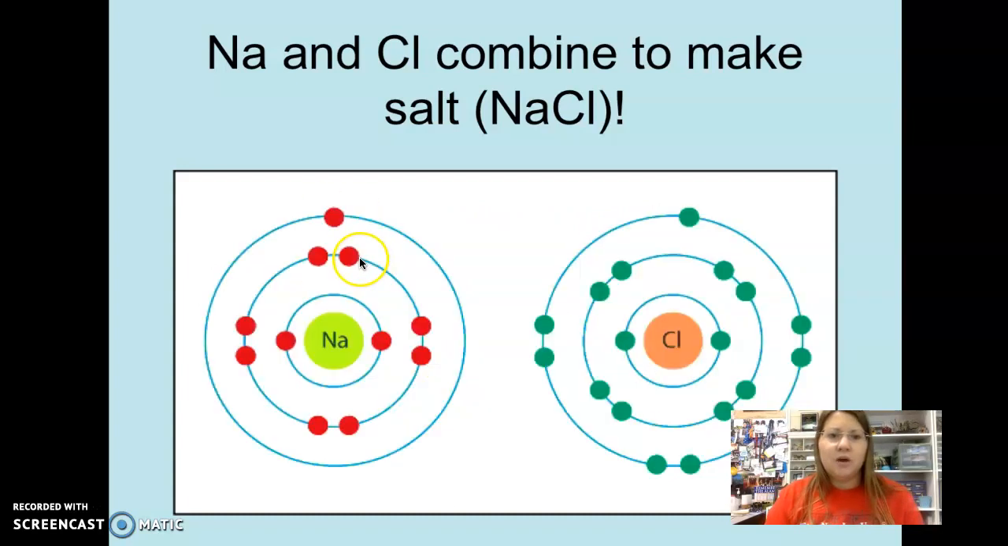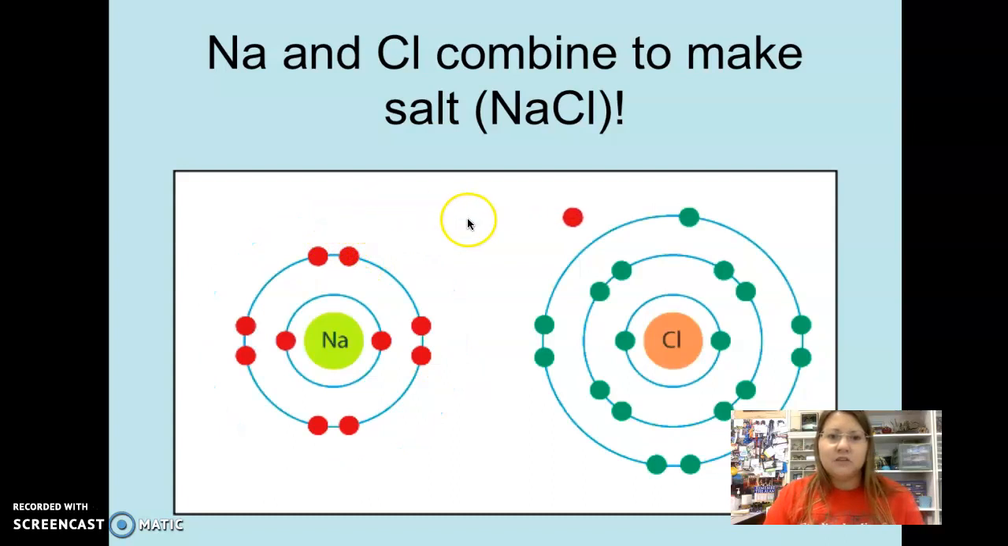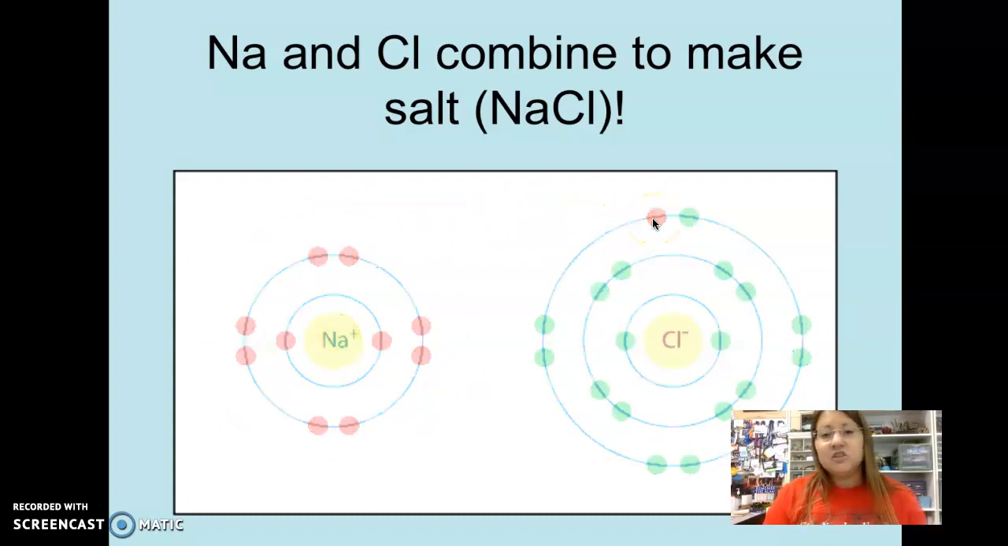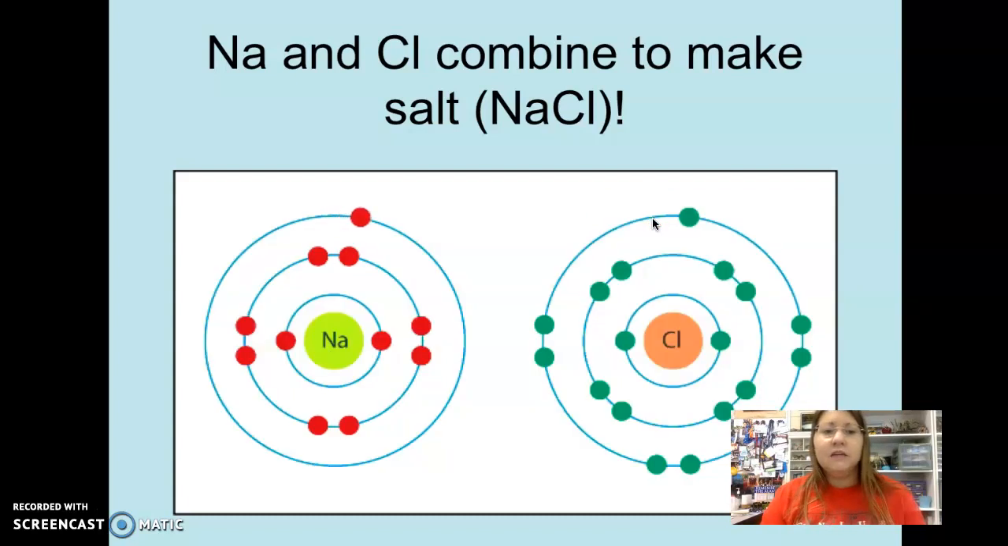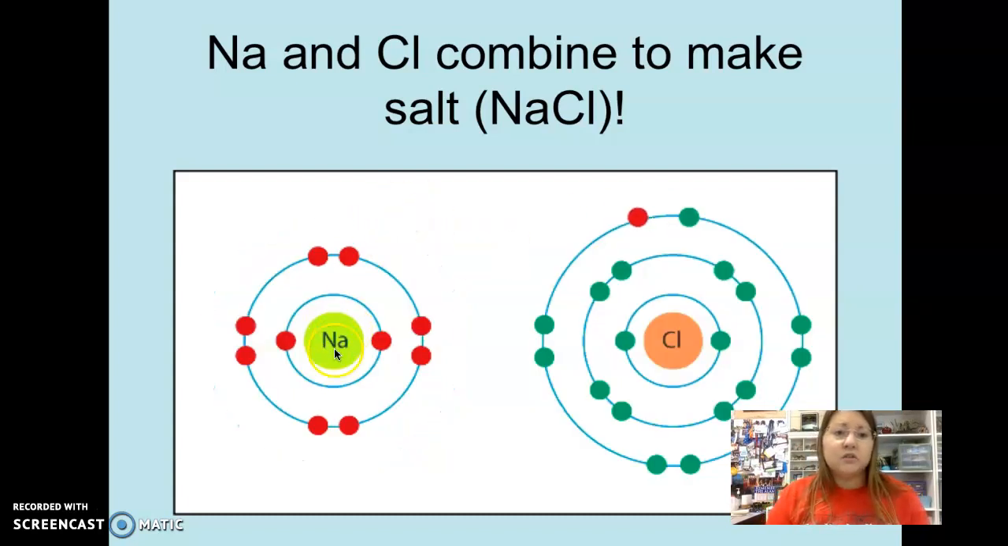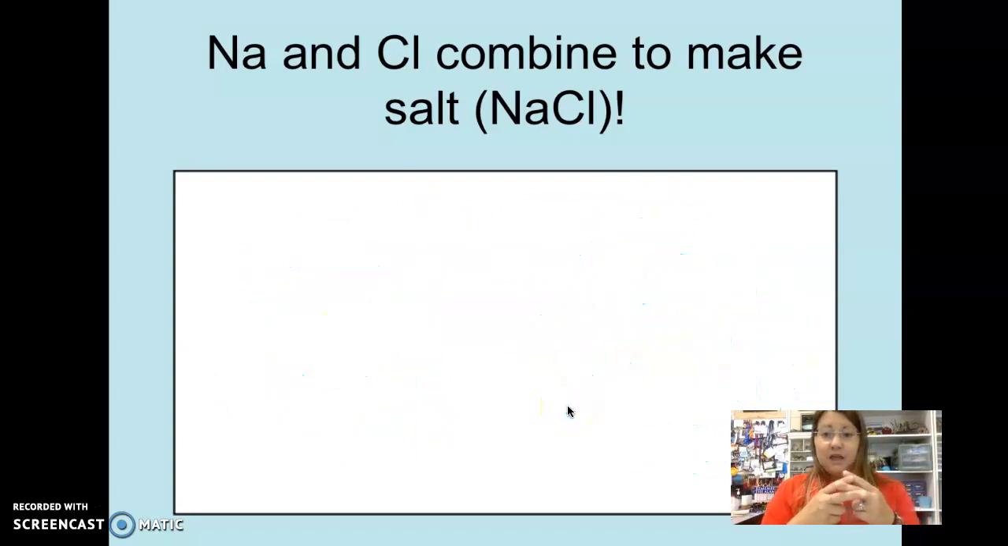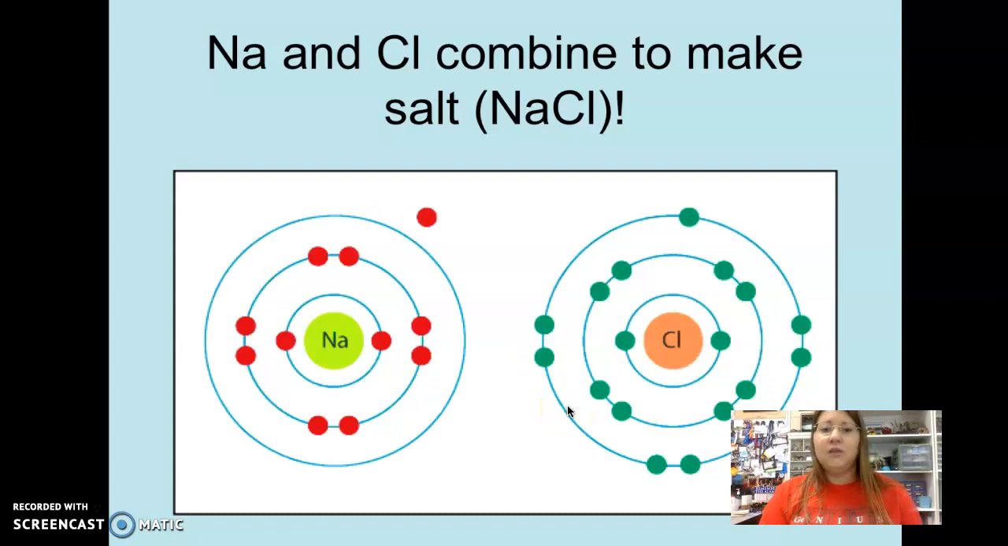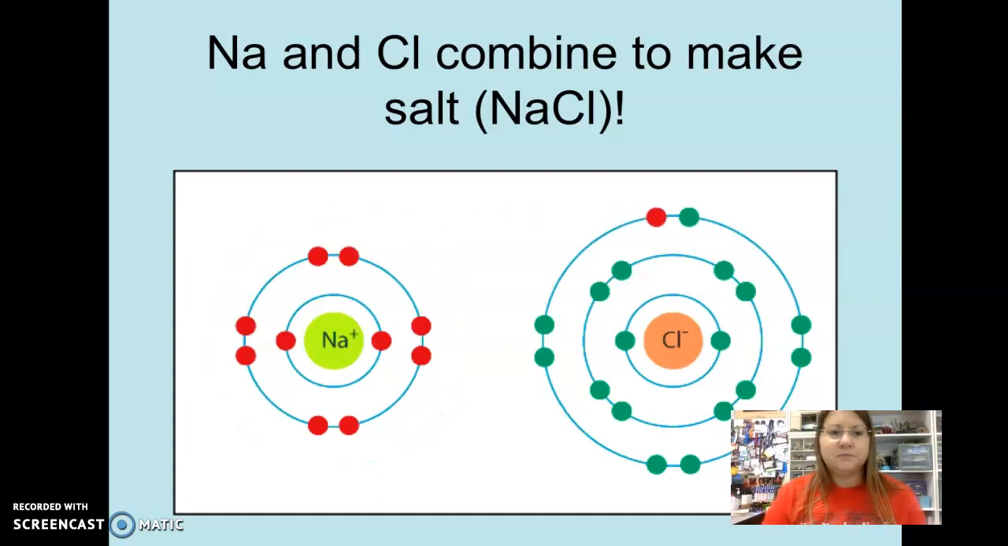If you saw what happened just there, the electron is being shared, so that completes the valence shell for chlorine, and that also allows for sodium to share those 7 electrons. So as they are bonded together, they are literally sharing those electrons.